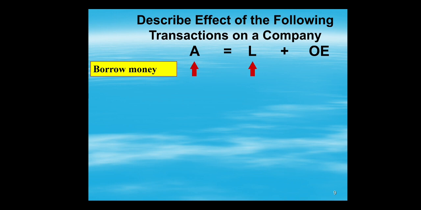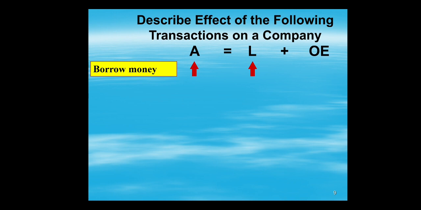At the same time, on the right side of the equation, liability also increases because the business borrows money from the bank. Asset cash increases, and liability, the bank loan, also increases by 5,000. Asset increases 5,000, liability increases 5,000. There is no effect of the transaction on the owner's equity, because the owner does not do anything.